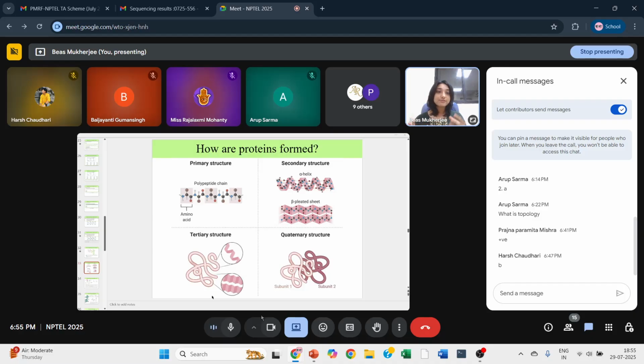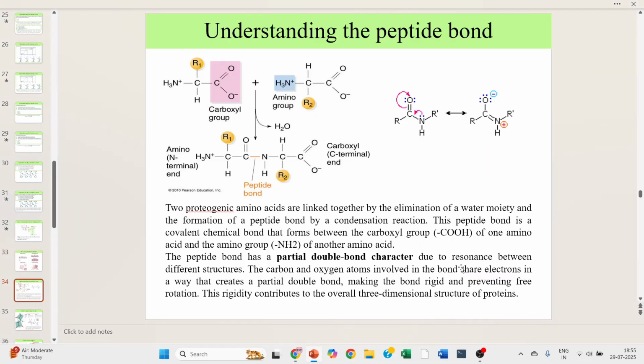But in some proteins, for example hemoglobin, this tertiary structure is not active on its own. It needs to come together with other monomers and it forms a tetramer in the case of hemoglobin. So it can form a dimer, it can form any structure, and that is called the quaternary structure, and it becomes functionally active. Okay, so now we will look at the peptide bond.